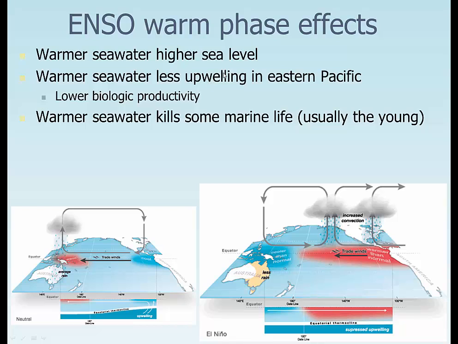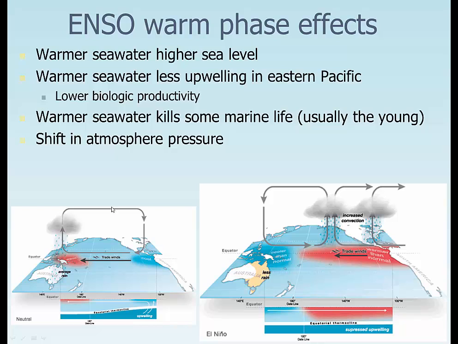Warm water means less upwelling and lower biological productivity. Warm seawater kills some marine life, usually the young, and that can be birds and seals as well as fish. And it's a shift in the atmospheric pressure.